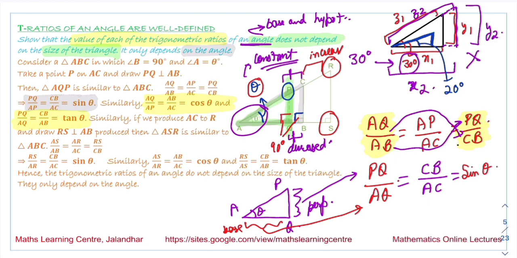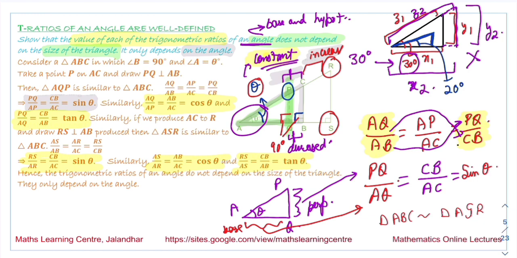And as we have proved in this case, both the triangles ABC and ASR will be similar. And with similar reasoning or the same kind of calculations, the values of sine theta, cos theta and tan theta for these angles will be the same. So if we keep the angle constant and we increase or decrease the sides of the triangle, then the trigonometric ratios will not change.